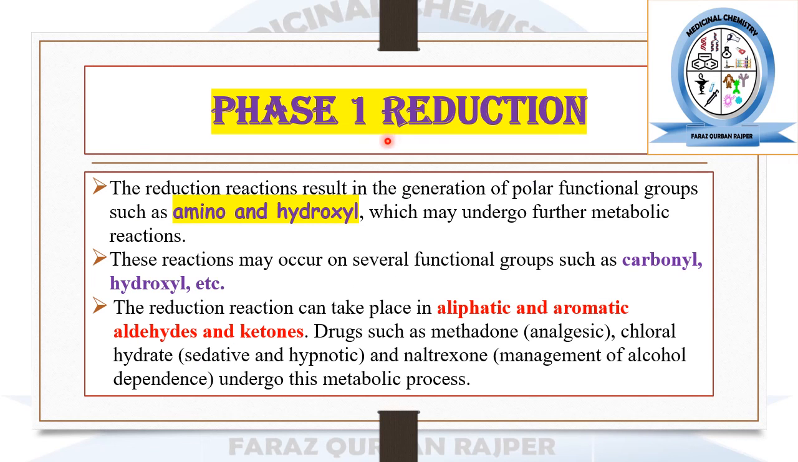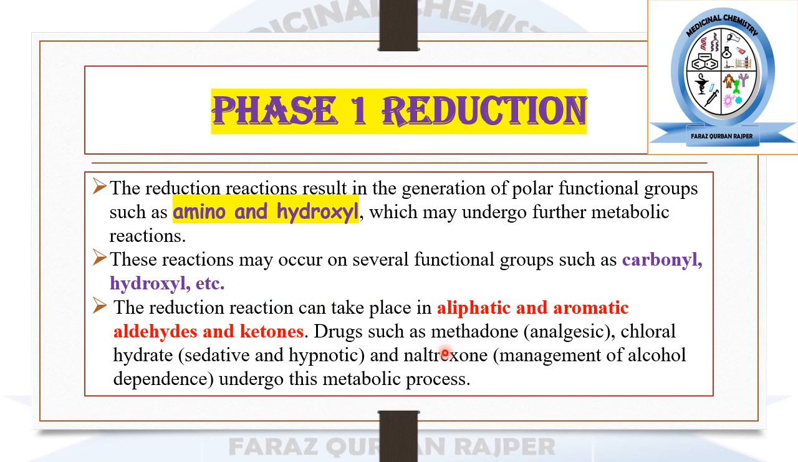Phase 1 reduction reaction is basically the gain of electron. The reduction reaction results in the generation of polar functional groups like the amino and hydroxyl functional groups, which may undergo further metabolism through the phase 2 reaction. Clear? So this reaction occurs at several functional groups, like carbonyl and hydroxyl functional groups.